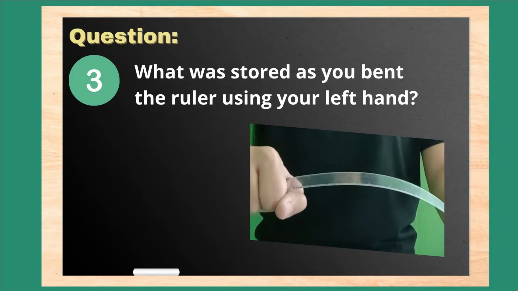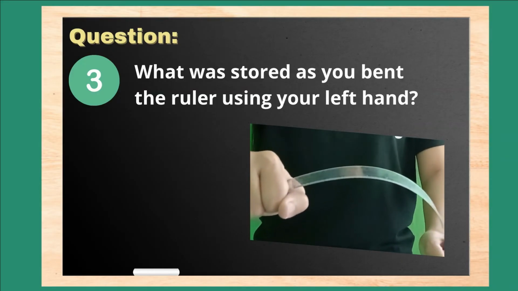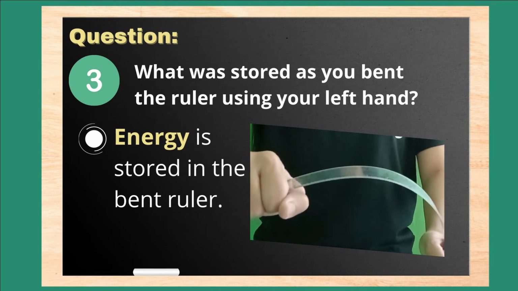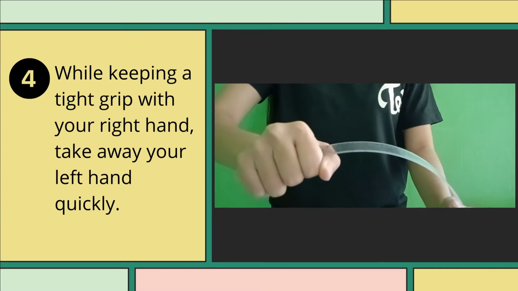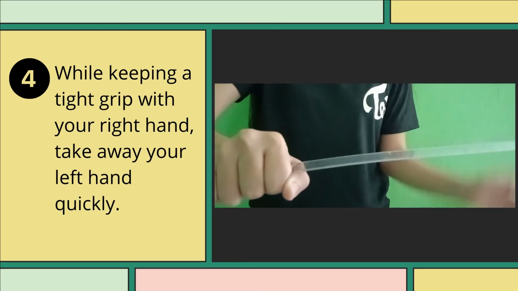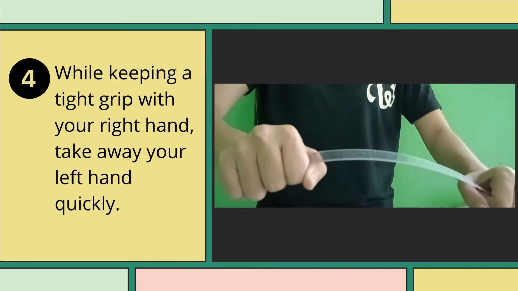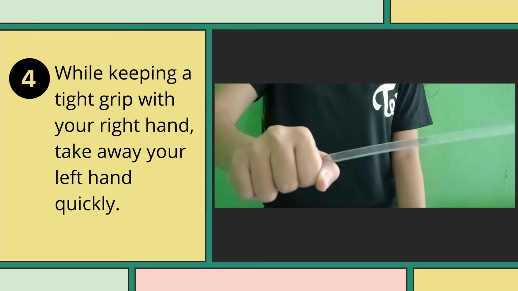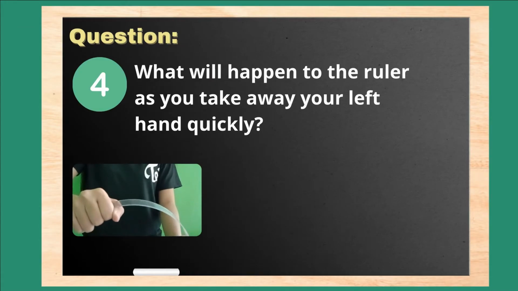What was stored as you bent the ruler using your left hand? And number 4, while keeping a tight grip with your right hand, take away your left hand quickly. What will happen to the ruler as you take away your left hand quickly?